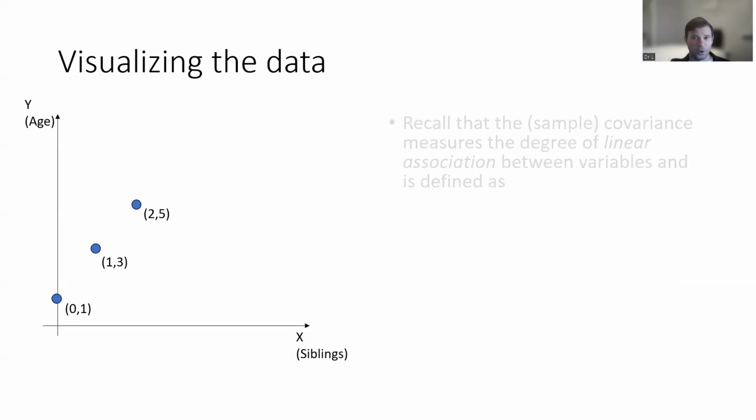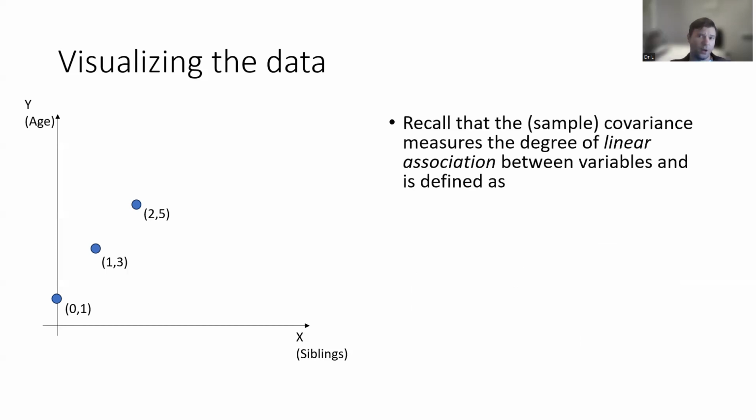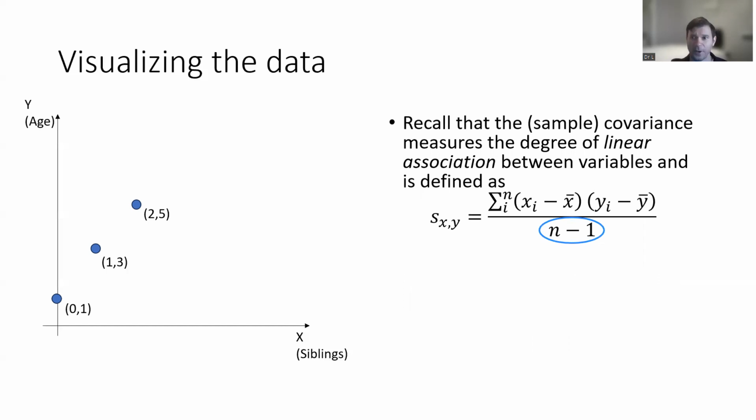Now, the sample covariance and also the population covariance does this as well. It measures the degree of linear association between variables in a data set. But if we're dealing specifically with sample data, you may remember that we had to contend with this very small sample degree of freedom adjustment in the denominator. And that will be relevant for us today because we are dealing with a sample, very small sample at that.